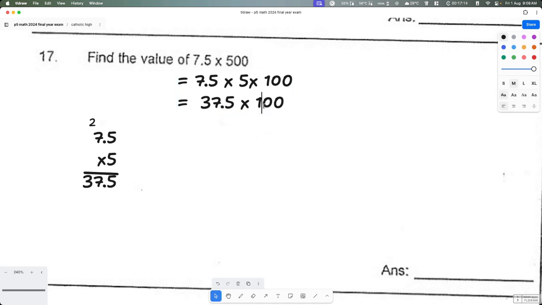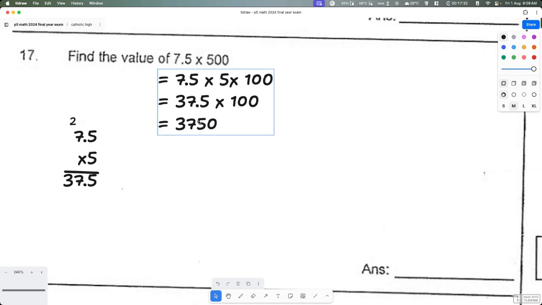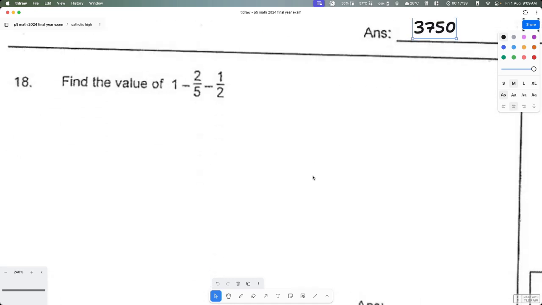Since there are two zeros over here, your decimal point will then move two places, 1 and 2. So you put a 0 after the 5. In this case, this will become 3750. So that's the answer to this question. It's 3750. All right, let's move on to question 18.